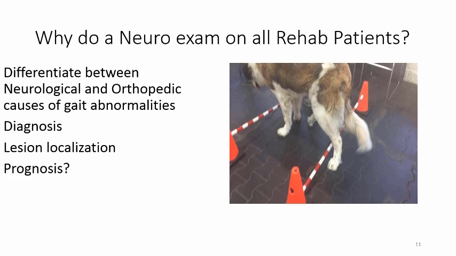And so it lets us know about prognosis. What is the prognosis for this dog if it has Wobbler's disease versus if it only has hip dysplasia?